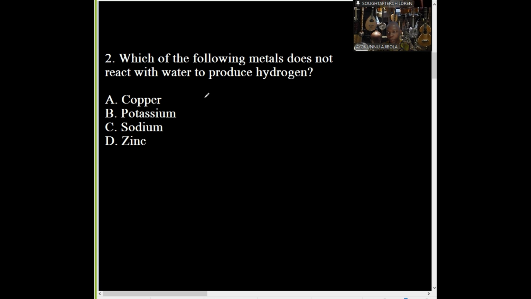Listen. For copper to react with water to produce hydrogen, it means copper must be able to displace hydrogen in the compound. But how do we know whether copper can displace hydrogen? That's my question to Messi. Yes, Messi. How do we know whether copper can displace hydrogen? What is going to tell us if copper can displace hydrogen?